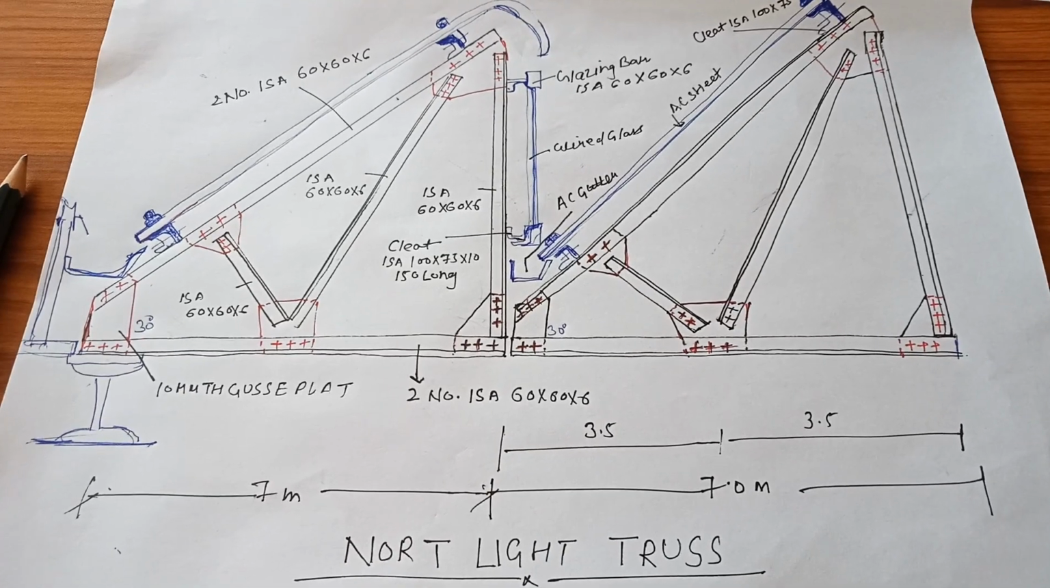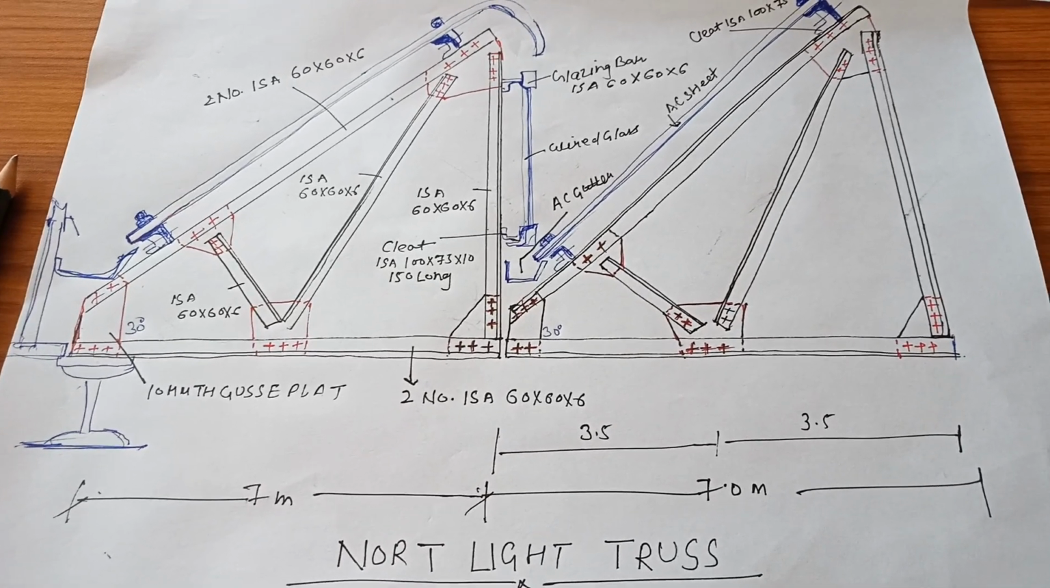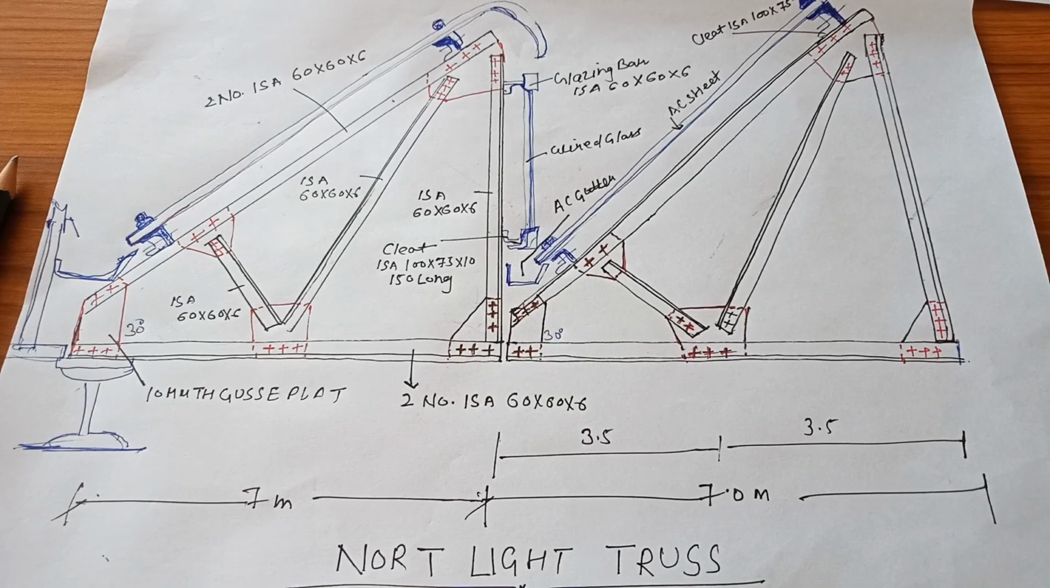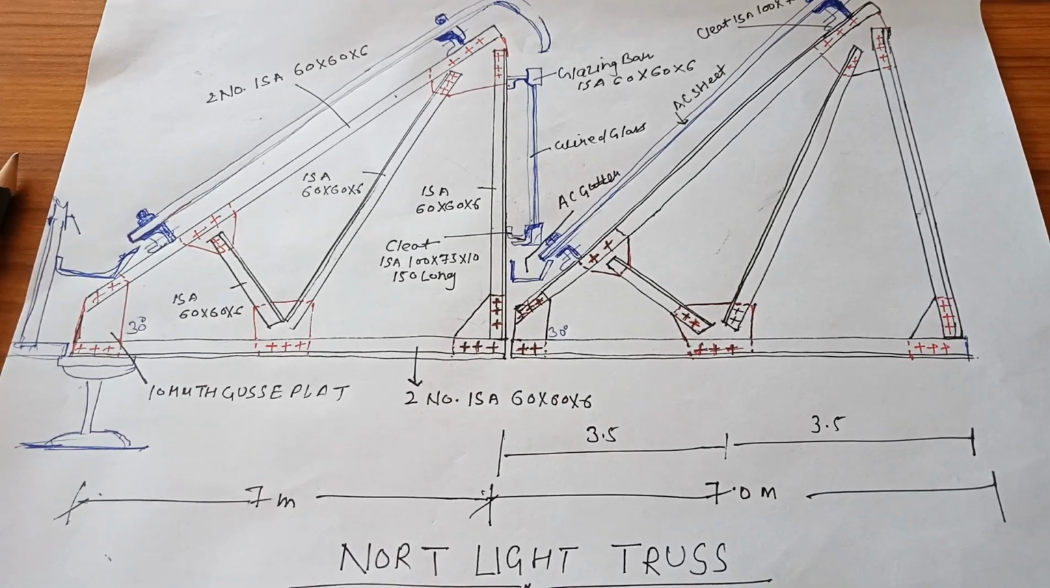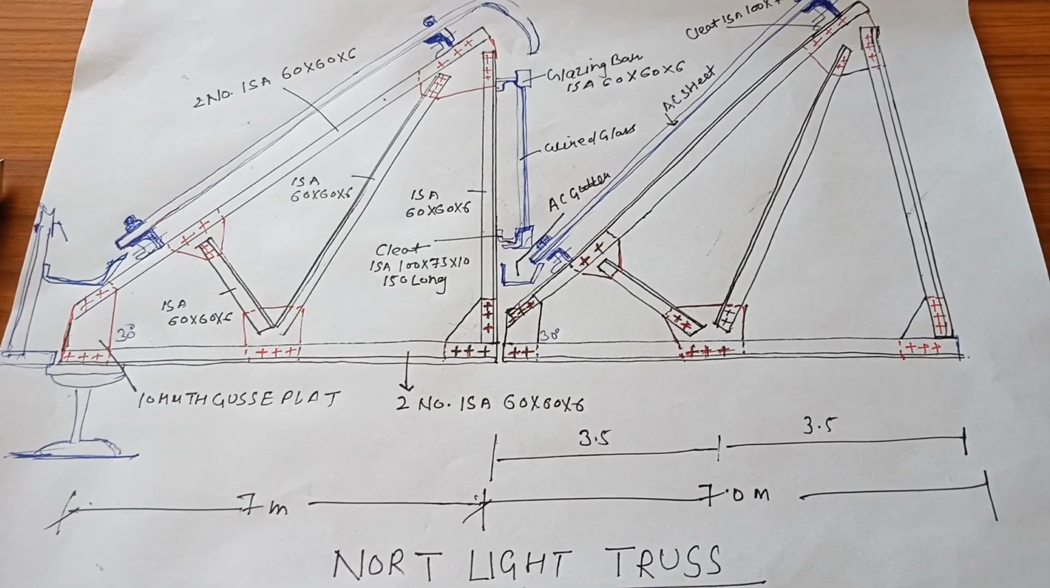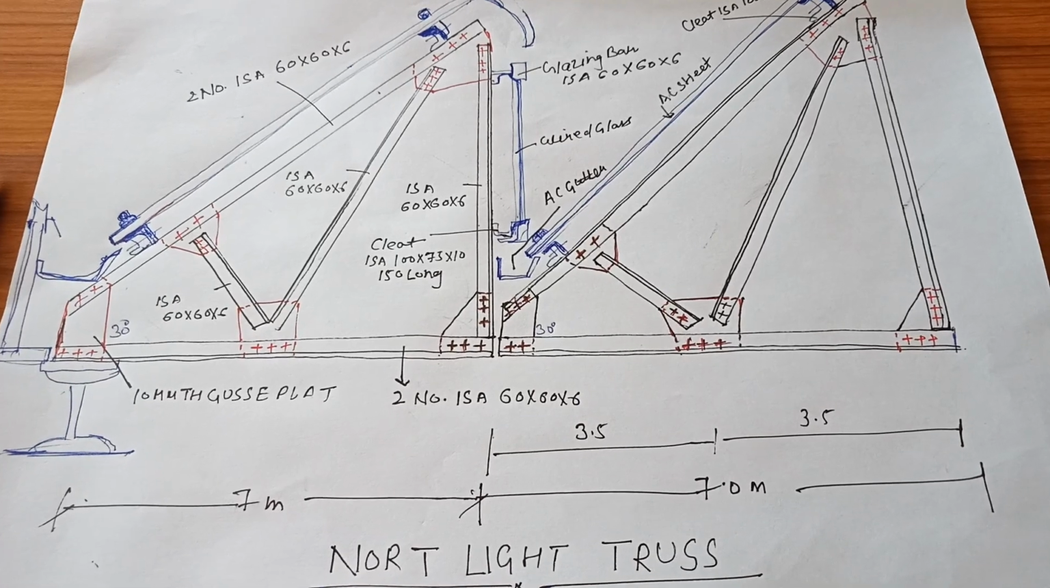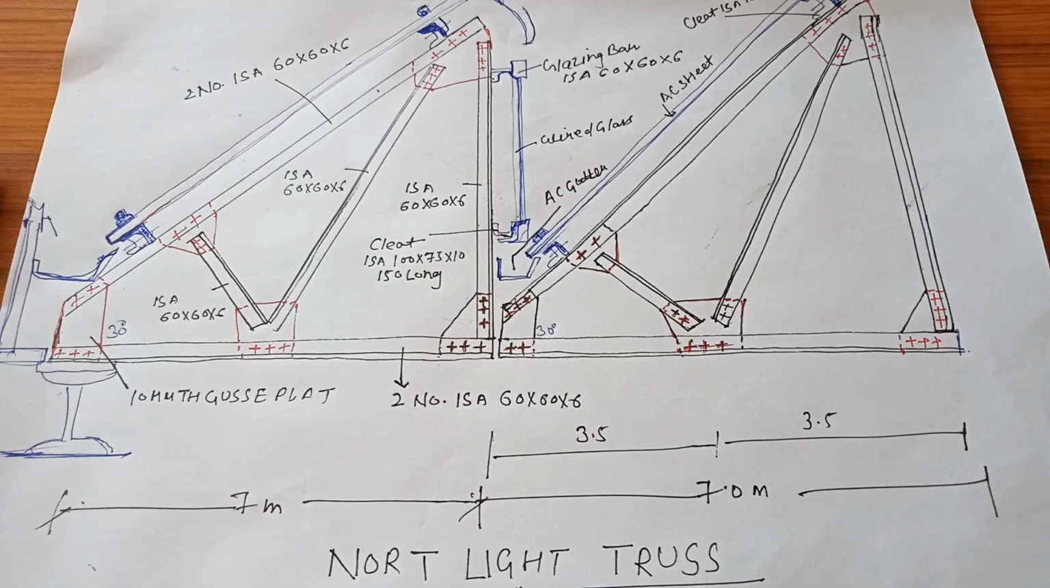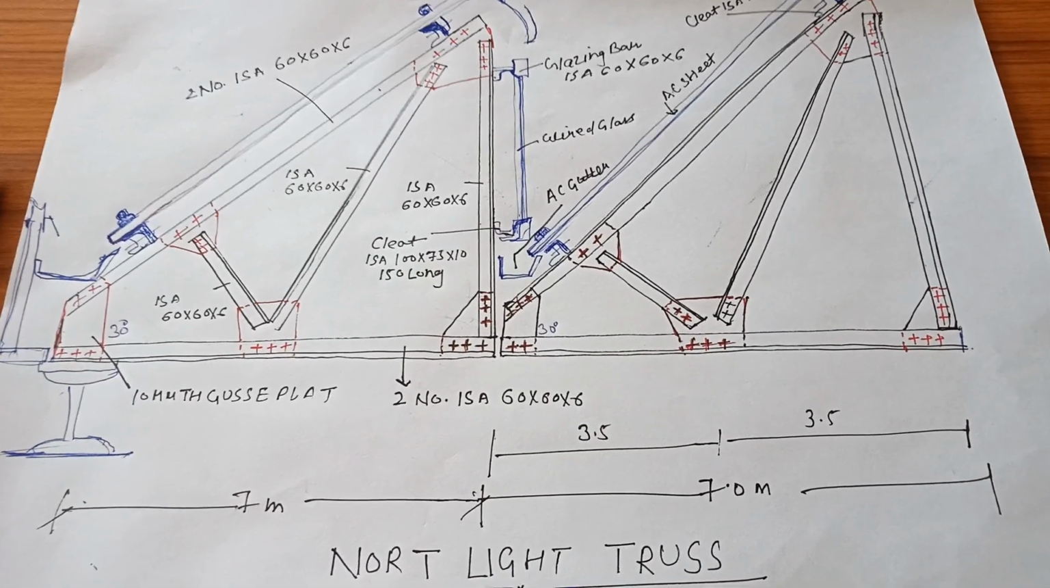Hello all, today we will discuss the north light truss. North light truss is used for industrial buildings, and to receive the maximum north sun or north light, we use north light truss for our factory for getting natural sunlight.